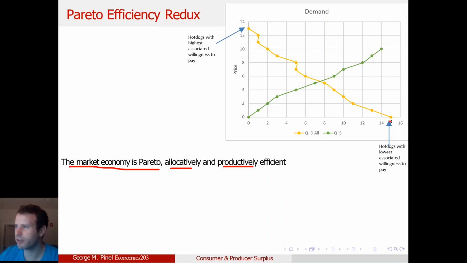Down here are the hot dogs with the lowest willingness to pay. So this might be Joe's sixth hot dog, where he doesn't want a hot dog at all. He's willing to pay $0 for the hot dog. He would basically only take it if you gave it to him for free. As you lower the price, more and more hot dogs are going to be eaten, but the willingness to pay drops. Conversely, as you increase the price, only the highest willingness to pay hot dogs will be eaten.